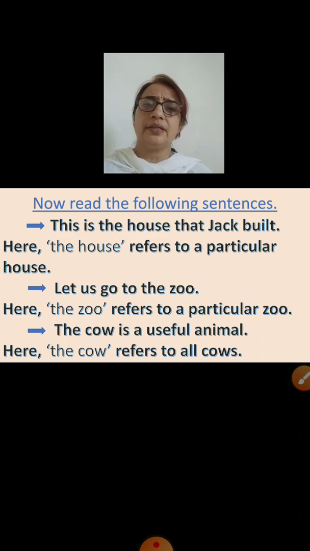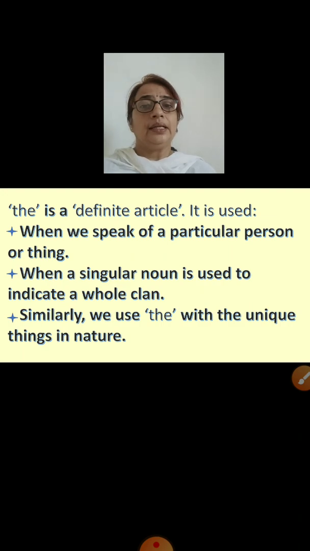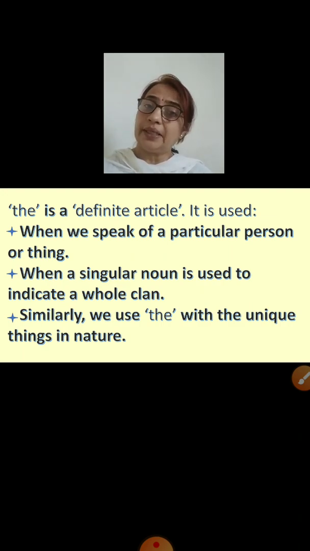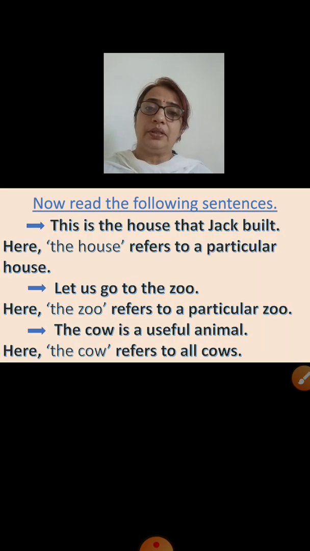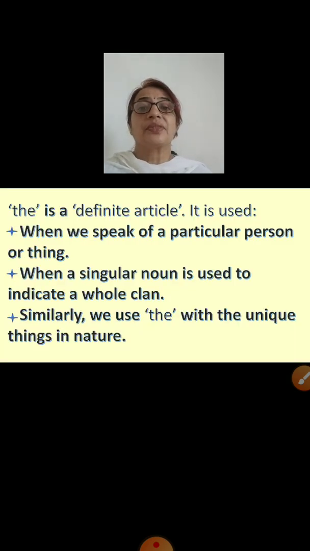So what is the difference between all these examples? Let us see. The is a definite article and it is used when we speak of a particular place or person or a thing. So when we saw the example, this is the house that Jack built, we are referring to the particular house, the house which is built by Jack. So the definite article the is used when we speak of a particular person or thing.